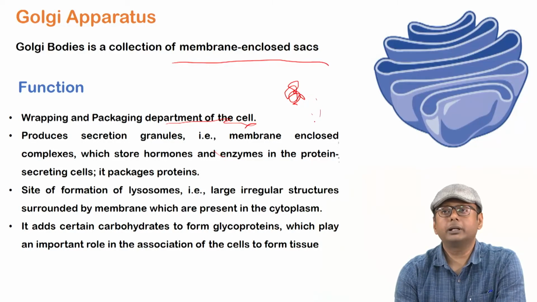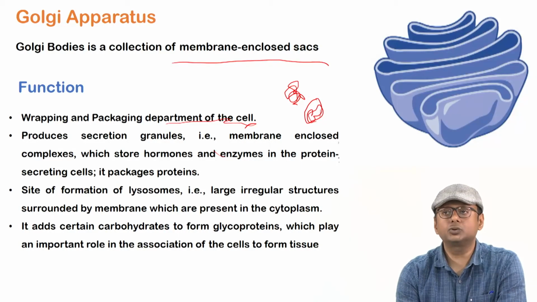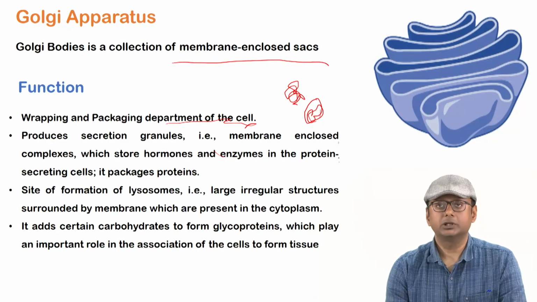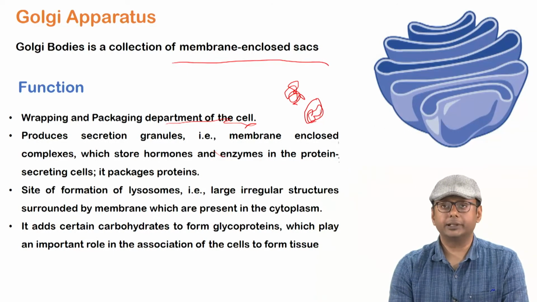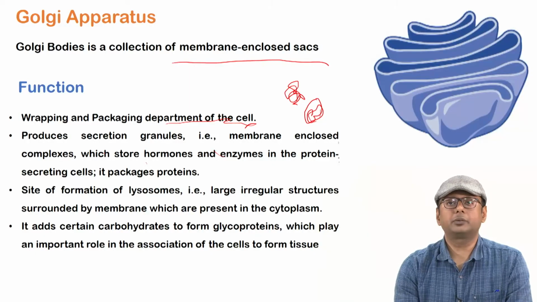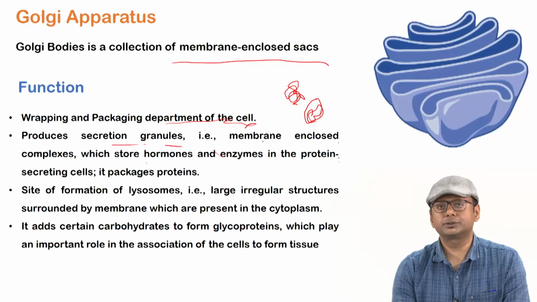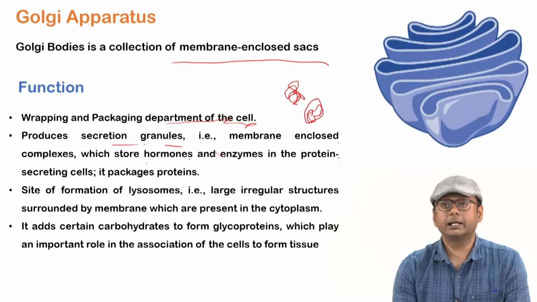there are a lot of proteins, right? So if we synthesize too much protein inside of cells, what will happen? There is not enough space. So it needs to wrap up to make it more compact, more small, so that it doesn't require too much space. So Golgi apparatus helps in it, right? Apart from that, it produces secretion granules which store hormones, enzymes, etc.